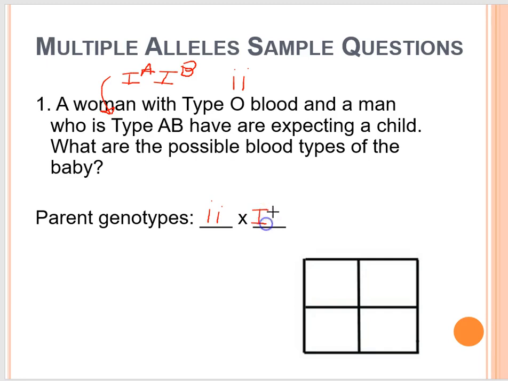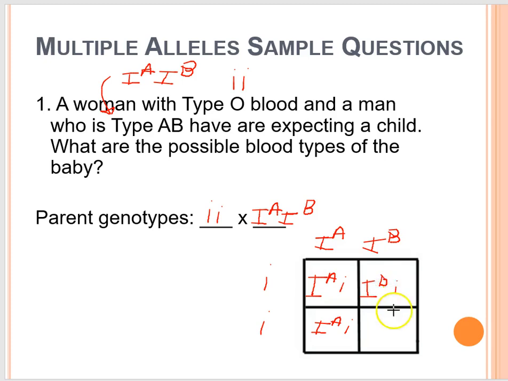What are the possible blood types of their babies? Easy Punnett square. Do it just like we normally do. One parent on one side, one on the other, and then fill it in. What are going to be my possible outcomes from these two parents? A or B? Dad's going to give an A or a B.